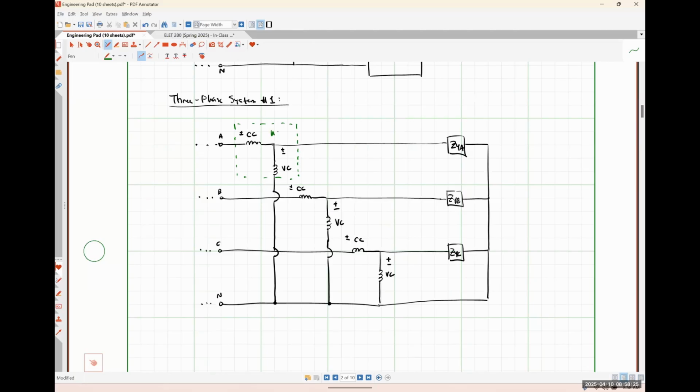This is watt meter number 1, and it's giving us the average power absorbed by the A phase. This is watt meter number 2, giving us the average power absorbed by the B phase. And watt meter number 3, giving us the average power absorbed by the C phase.